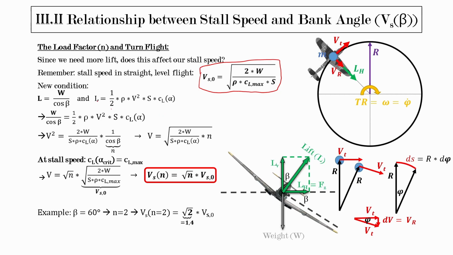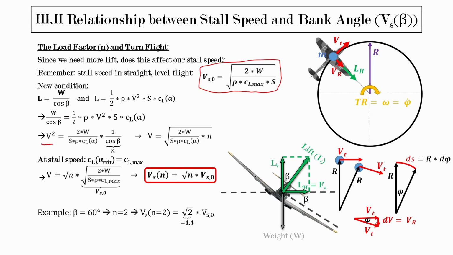Now, we have this new condition in our turn flight. So lift now is not simply weight, but is weight divided by cosine beta. And obviously, this is our lift equation here. So we rearrange this again because we want to find the speed. We do some math. If this is a bit too fast or you want to do it yourself, pause the video, but we are just basically rearranging this equation.